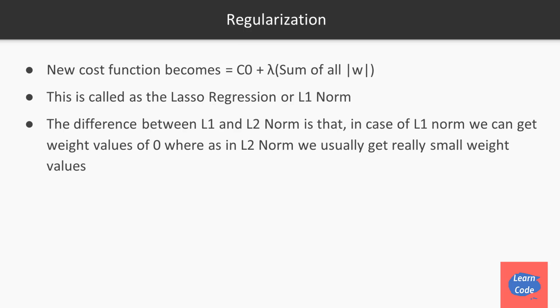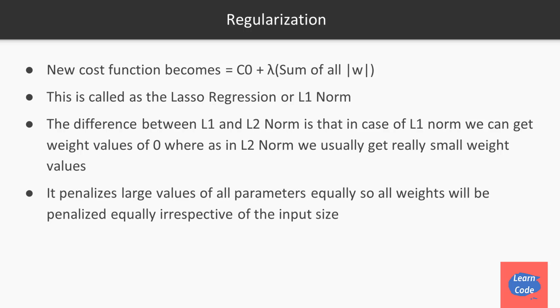The difference between L1 and L2 norm is that in the case of L1 norm, we can get weight values of 0, whereas in L2 norm, we usually get really small weights, which means L1 norm can also be used in feature selection. L2 norm penalizes large weights of all the parameters equally, so all weights will be penalized equally irrespective of the input size. To make it more effective, we need to perform feature scaling.